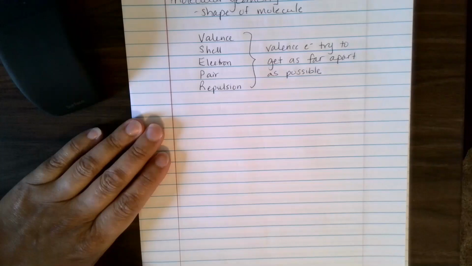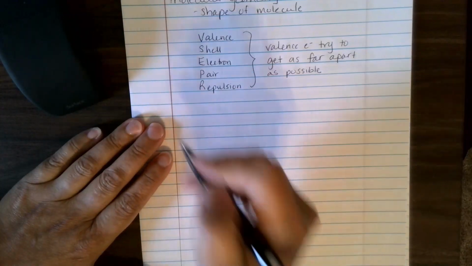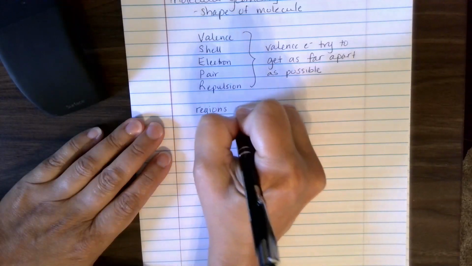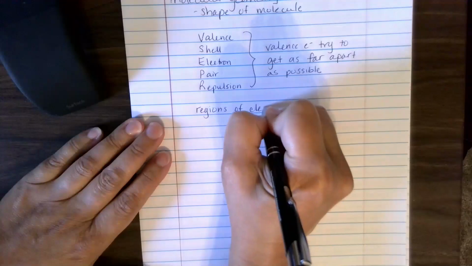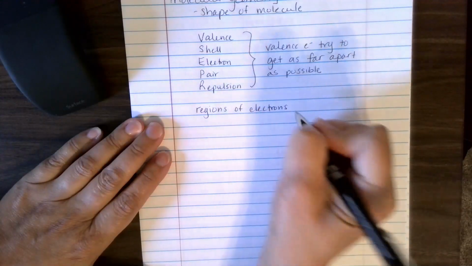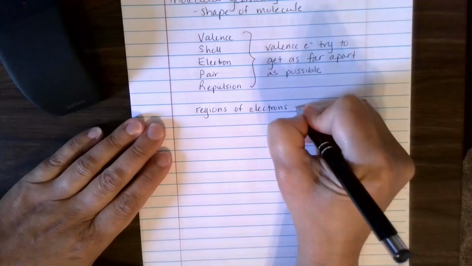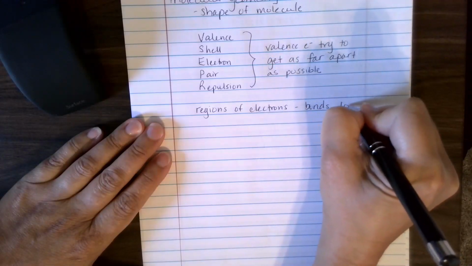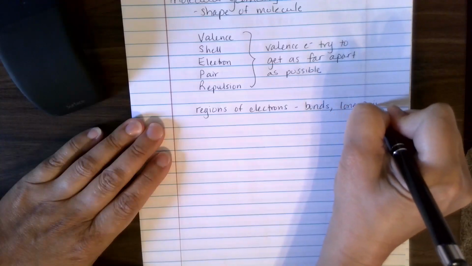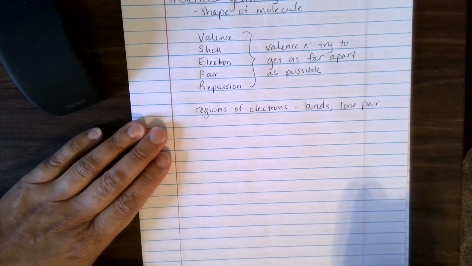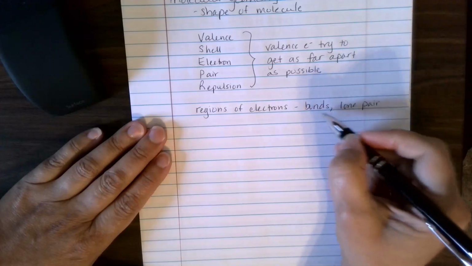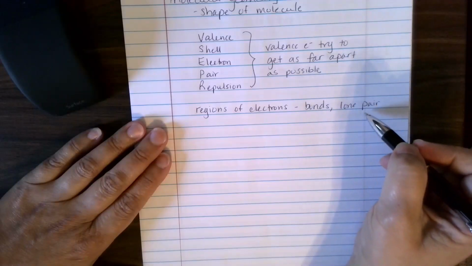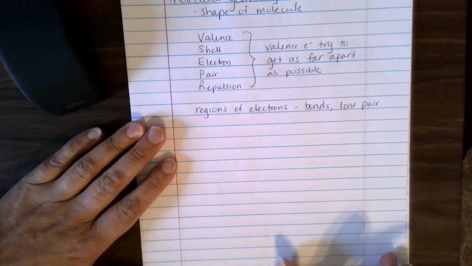Okay, so we're going to be talking about regions. So we're going to have regions of electrons. And these regions could be bonds, or these could be lone pairs. Both are going to count as a region. And then we're going to specifically state how many are bonds and how many are lone pair regions. And that's going to help us find our shape.